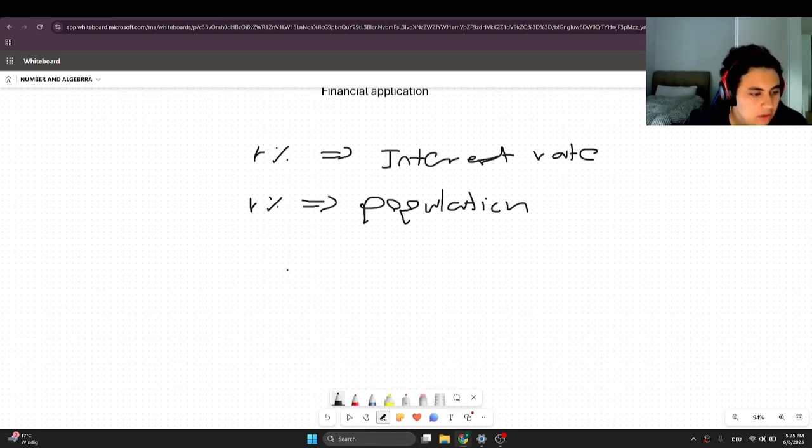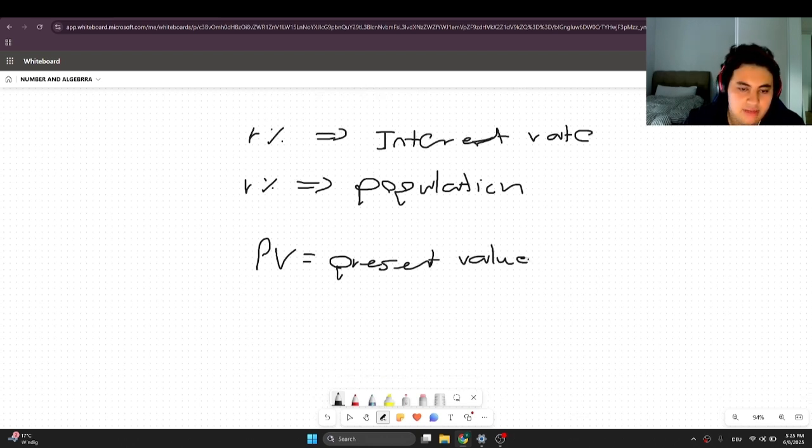And then we'll also usually be given something called PV, which is the present value. The present value basically is the initial amount that you're starting with. So if I'm taking a sum of money and putting it into a savings account, then my present value is the exact sum of money that I have right now. If I'm putting 1,000 euros into a savings account, then my present value is 1,000 euros.